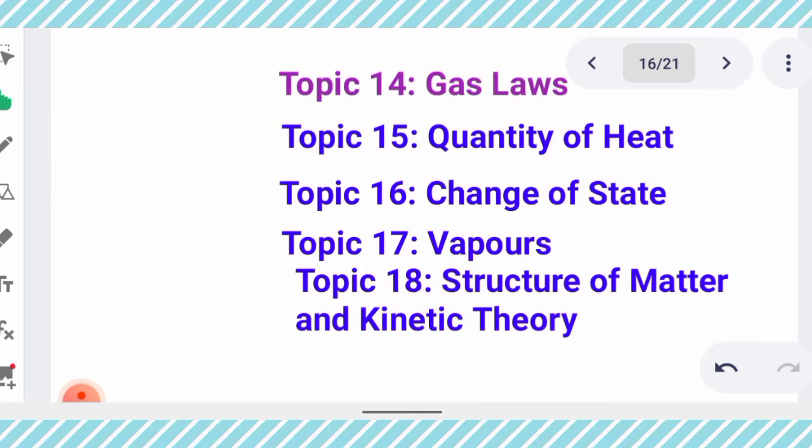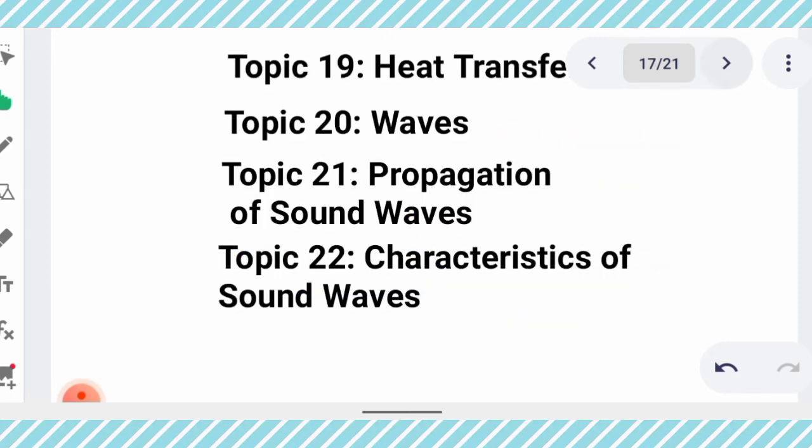When you move further, we have gas laws. Under gas laws, we have Charles's law, Boyle's law, and the general gas equation. Quantity of heat, which is H equal to mc theta. Change of state: a body can change from one state to another through melting, icing, which is also known as freezing, or evaporation. Then talk of vapors, structure of matter, kinetic theory. You understand those ones, just read them, they are very simple. Then heat transfer. Heat can be transferred through conduction, convection, and radiation. You have to read them.